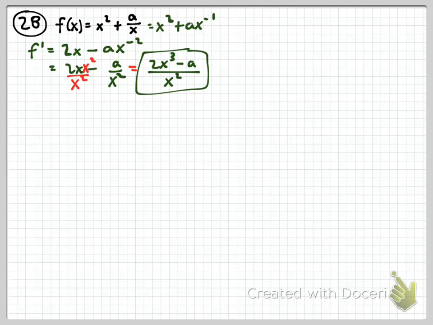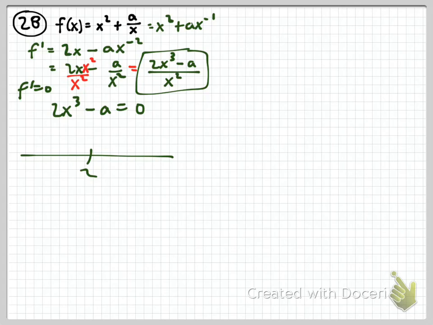And again, we don't know yet what a is. That's what we're trying to figure out. And f prime equals 0 when the numerator of the fraction is equal to 0. Okay, and again, we don't know what a is, but let's go ahead and do this. Let's remember that this function has to have a local min when x is equal to 2. So when x is equal to 2, we have 2x cubed minus a equals 0.